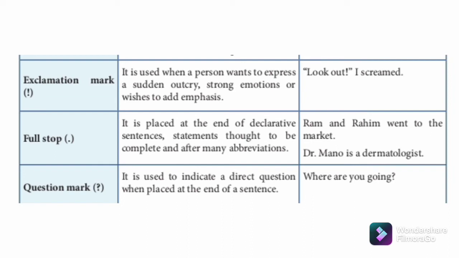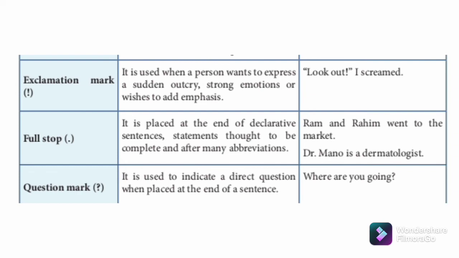The next one is full stop. This is one of the most familiar punctuation marks which we know. This full stop is used at the end of a declarative sentence, statement thought to be complete, and after many abbreviations. Example, Ram and Rahim went to the market. Full stop. Dr. Mano is a dermatologist. Full stop.